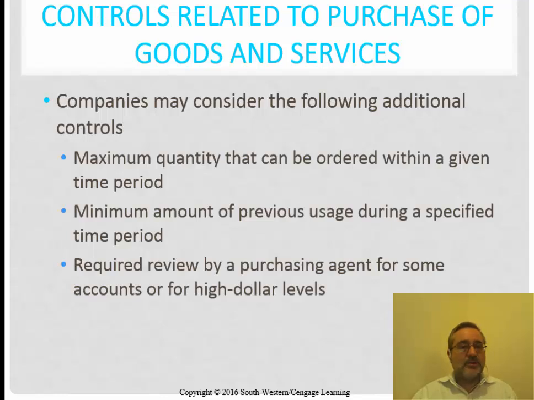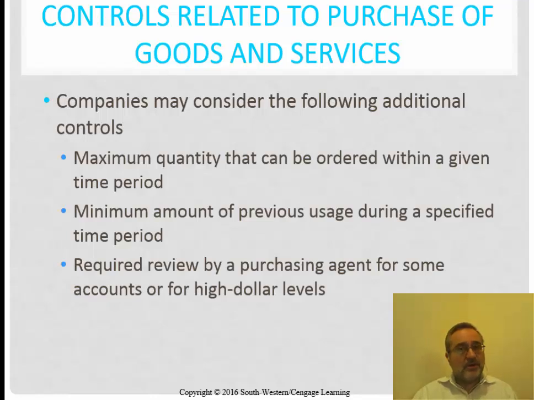And again, as we're going through this, notice how the budget absolutely relates to the controls related to the purchase of goods and services. We require a review by purchase agents for some high dollar levels. Embedded within the system, there needs to be controls that if an order goes over a specific quantity or price, that these need to be approved at a higher level.